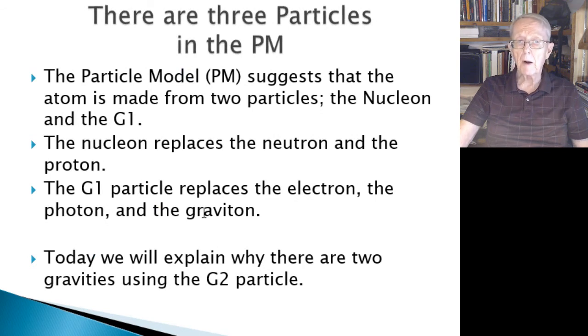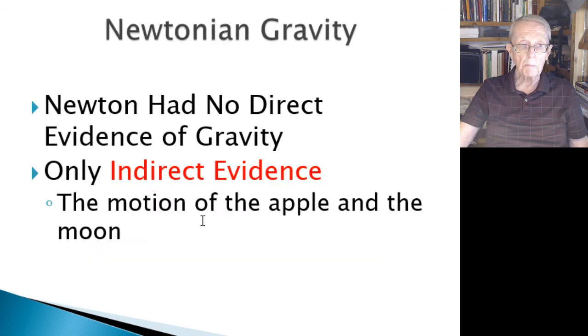In the particle model, we have three main particles that we use to explain all those things. The particle model suggests that the atom is made from two particles, the nucleon and the G1. The nucleon replaces the neutron and the proton. The G1 particle replaces the electron and the photon and the graviton. Today we will explain why there are two gravities, and we'll be using the G1 particle.